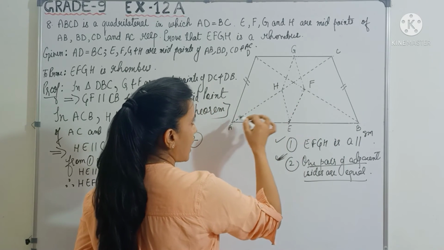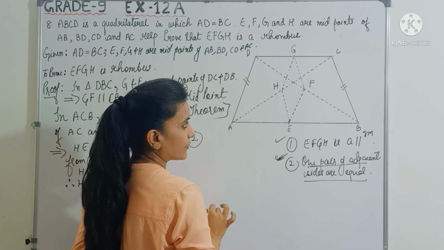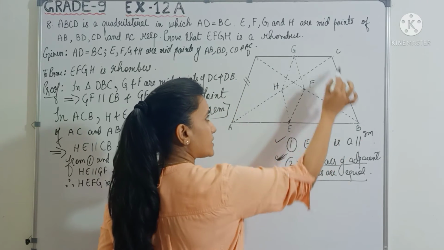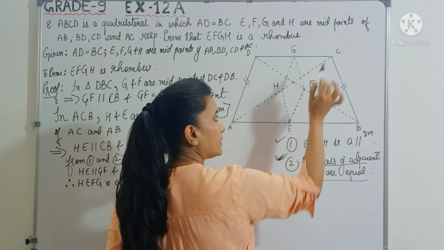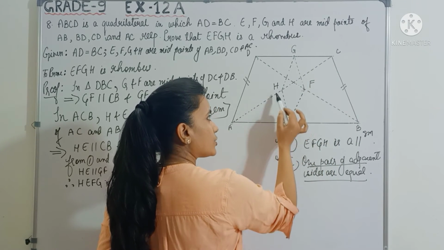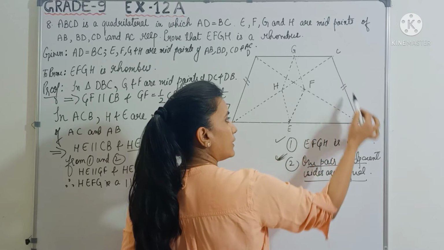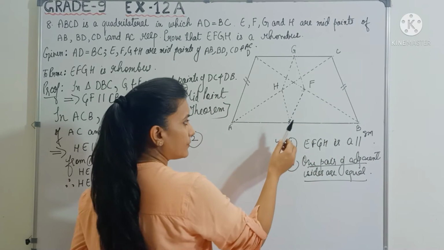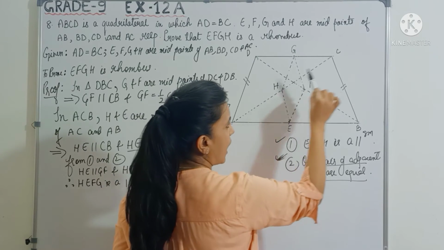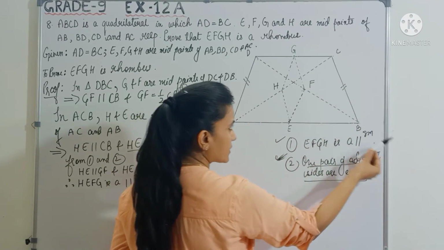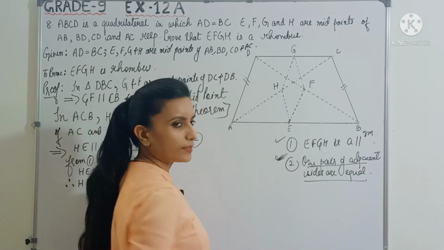See, EF was half of AD, right? But AD is equal to BC, no? So I can say that EF is equal to half of BC and also EH is equal to half of BC. So again here EF and EH, they both are equal to half of BC, which means that they are equal to each other, right?